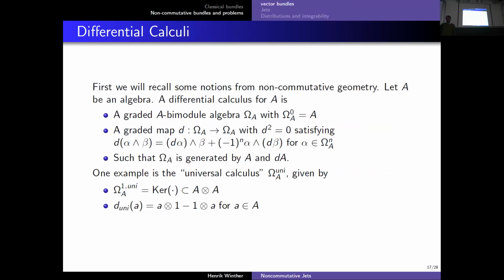Okay, so now we come to the non-commutative part of the talk, where I will first just establish some terminology, which hopefully is more or less the same one that you use, because we mostly got it from the book by Landi and Majid. So we have an algebra, and a differential calculus is a bimodule algebra with a differential satisfying this Leibniz rule-like thing, and generated by its zeroth and first order component. Also, we will be using the universal calculus later, which is given by the kernel of the multiplication map in the tensor product, with this algebraic derivative operator.